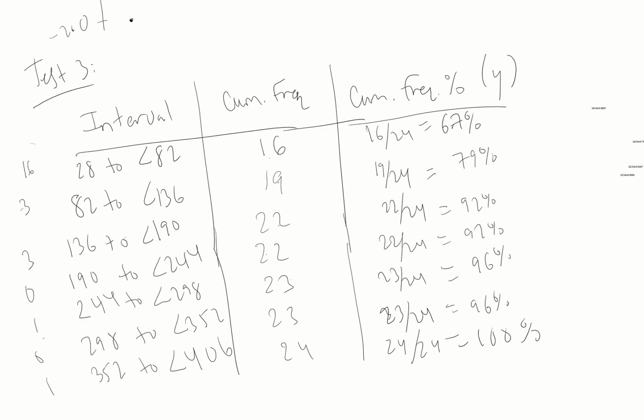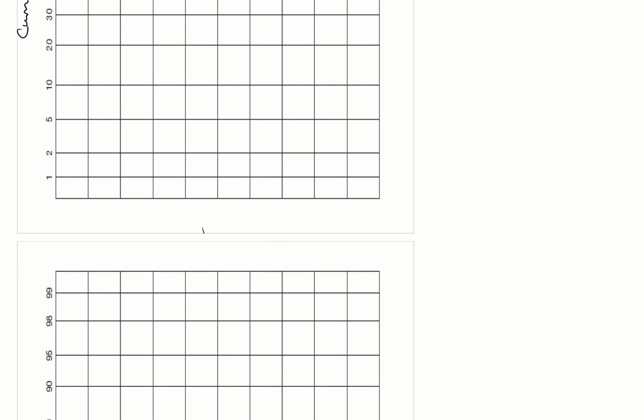This is going to go on the y-axis, and this is going to go on the x-axis, the interval. Okay, so this is our normal quantile, or normal probability paper. On the y-axis, we have our cumulative frequency percent. On the x-axis, we have our intervals or classes, same thing. Our classes, remember, were 28 to 82, 82 to 136, 136 to 190, 190 to 244, 244 to 298, the next one is 352, and then 406. Okay, so those are my classes.